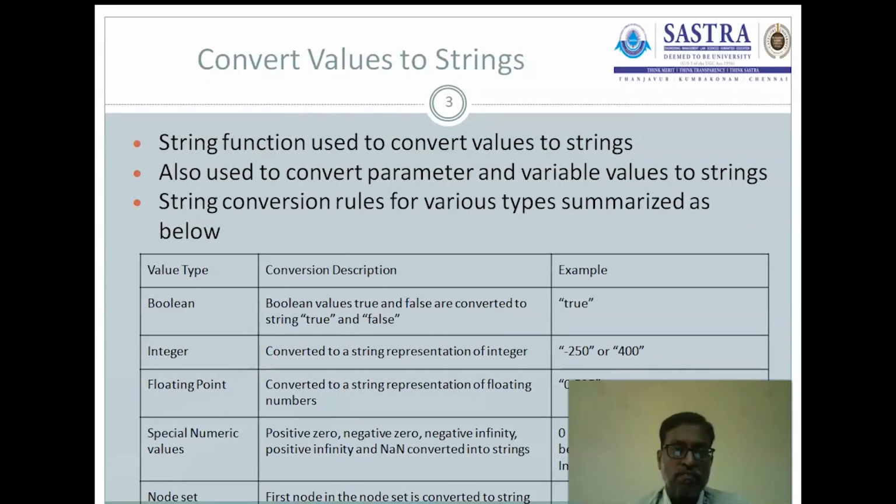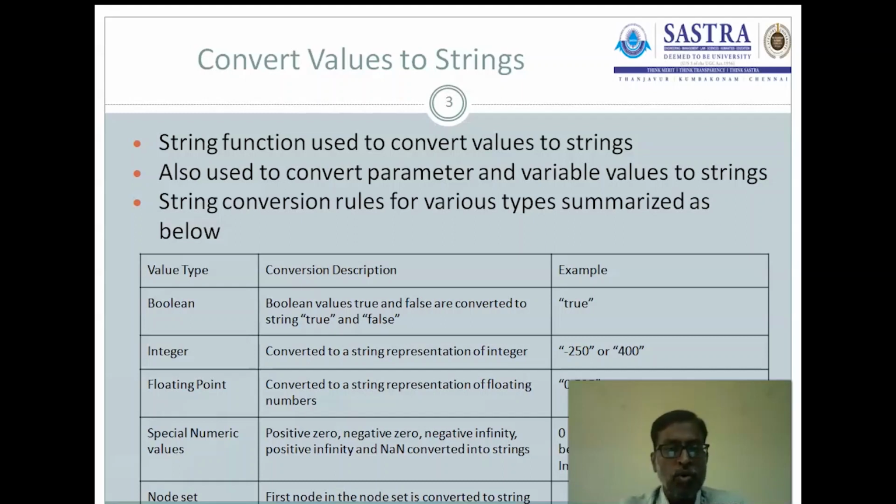There are several string functions available. Those string functions are used to convert primitive data type values to string. This is for directly entered values. Sometimes the value is available in a parameter or variable. The value available in a parameter or variable can also be transformed into a string by using the functions. The string conversion rules are summarized here.